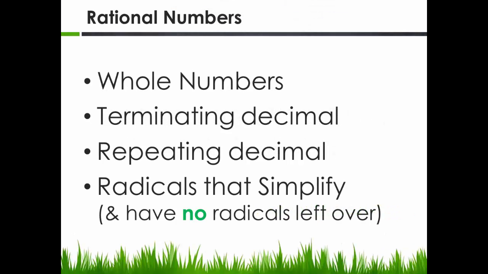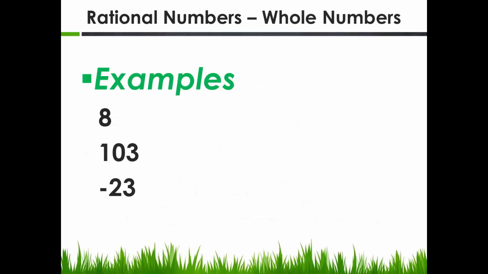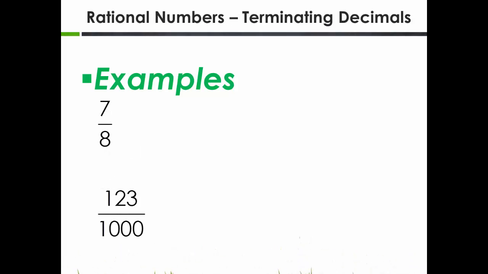Rational numbers can be whole numbers, terminating decimals, repeating decimals, and any radicals that can simplify. That means that they would simplify and no radicals would be left over. Here are some examples of some whole numbers. They can be positive or negative and still can be considered a rational number.